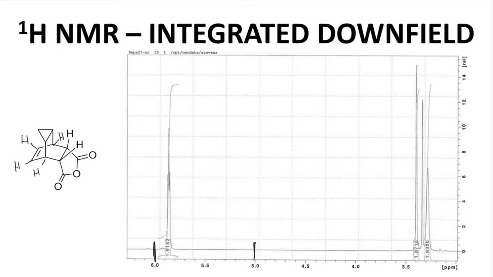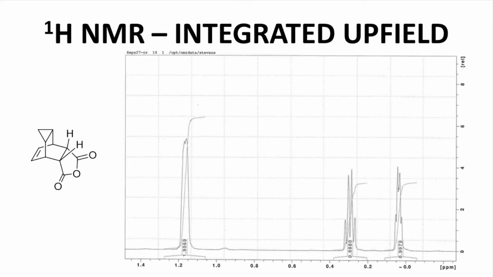We have two 2-hydrogen signals between 3 and 3.5 ppm. I don't know which is which, but one of these signals is from the hydrogens next to the carbonyls, and the other is from the bridgehead hydrogens. Both are somewhat broad and would be singlets. Don't forget to ignore the water peak.